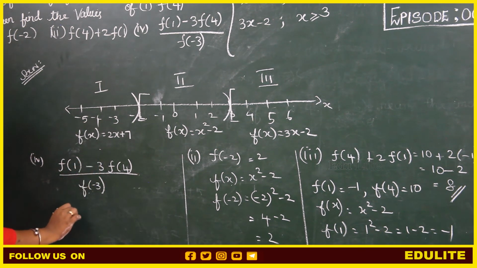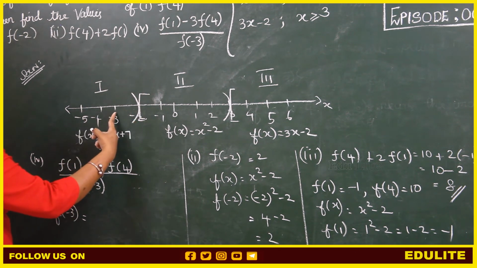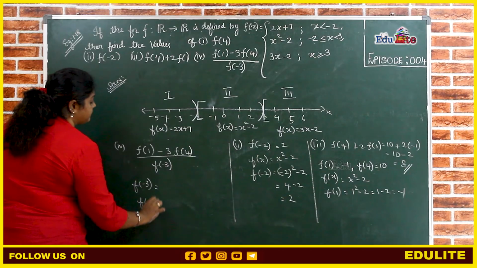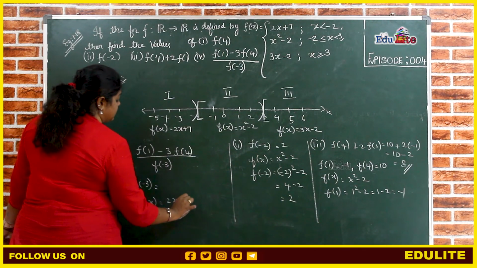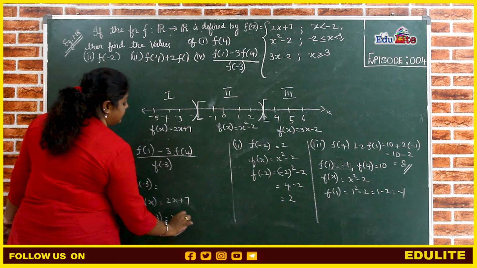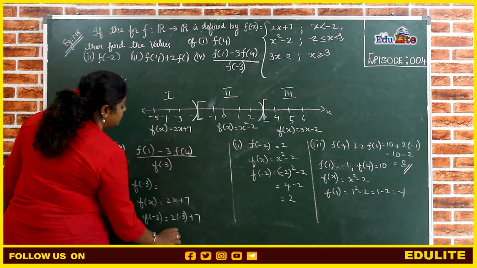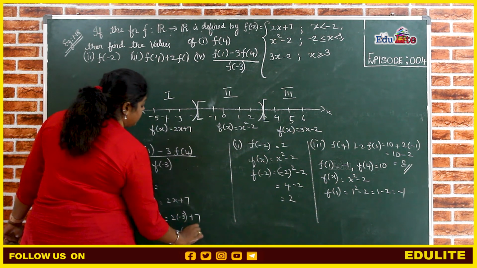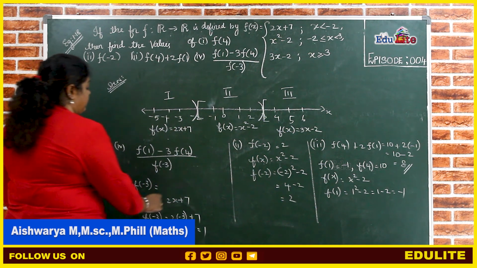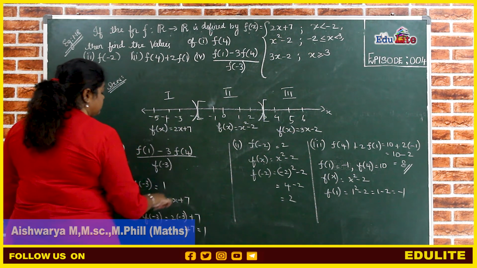So f of minus 3 means x value equals minus 3, which falls in the first interval. Therefore, we should use the value of f of x as 2x plus 7. So, f of minus 3 equals 2 into minus 3 plus 7. 2 into minus 3 is minus 6, plus 7. Plus 7 minus 6 gives me 1. So, f of minus 3 is equal to 1.